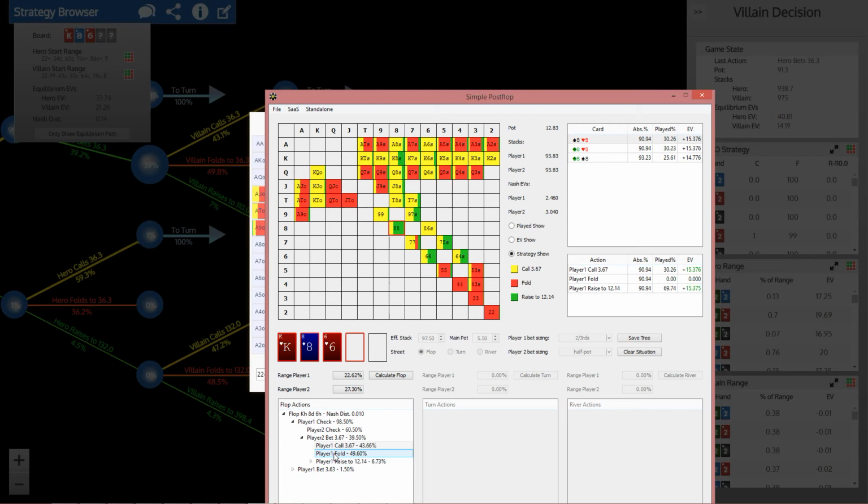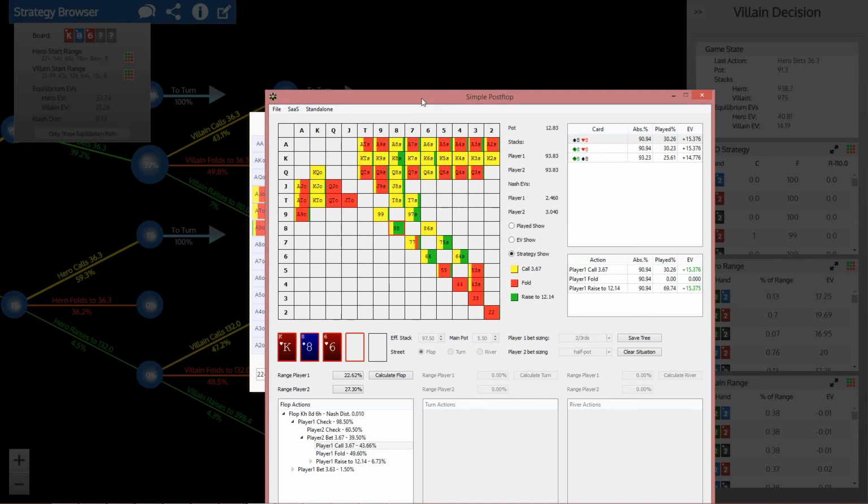It's just because GTO Wizard and Simple Postflop present the same data a different way. It's whether you include blockers in your aggregate frequencies or not. The aggregate frequencies are not really actually part of the strategy. They're kind of implied by the strategy. The true strategy is what to do with every hand.